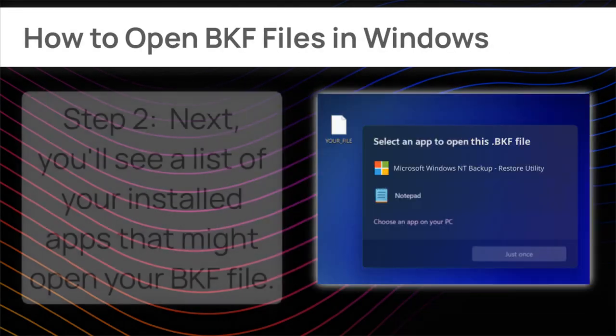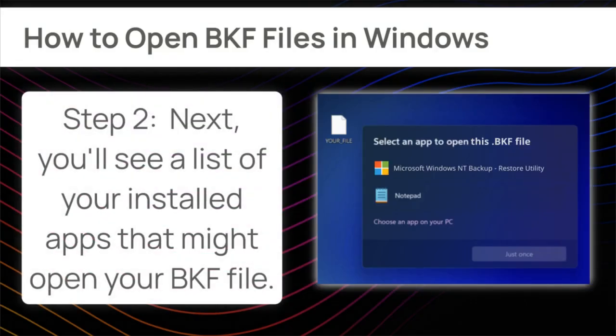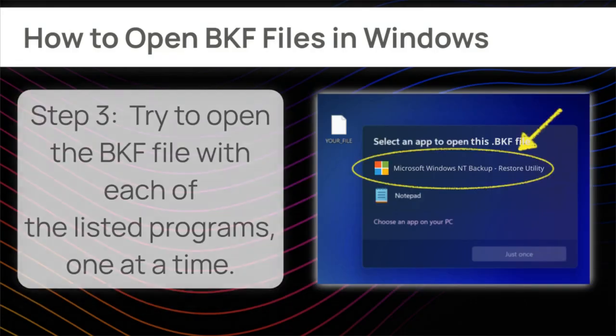Right-click your BKF file and click Open with. If Microsoft Windows NT Backup Restore Utility is an option, try it. If it fails, select another program. You need to test widely.